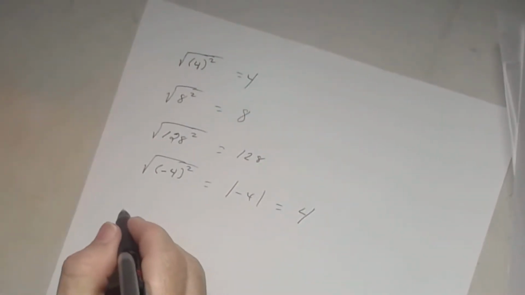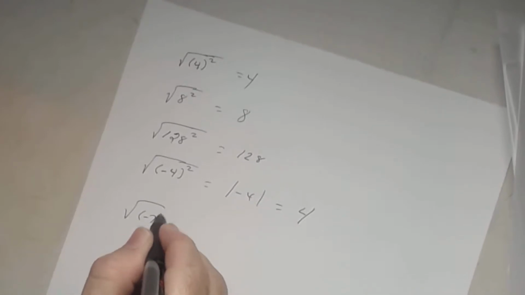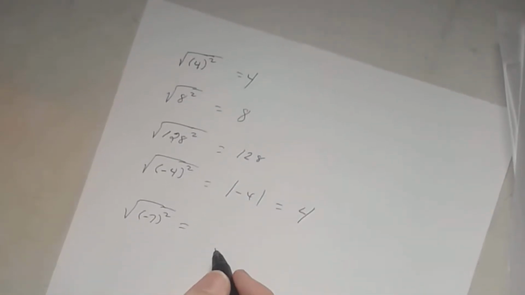So the square root of negative 7 squared is just what? 7. Now, technically, it's the absolute value of negative 7, which is 7.